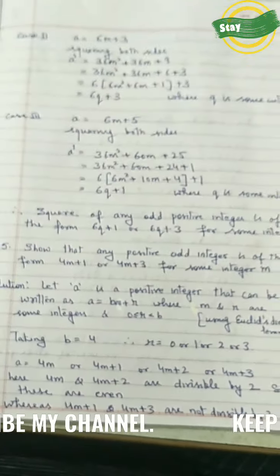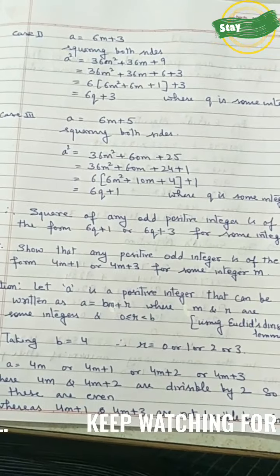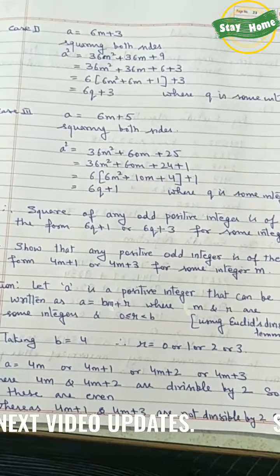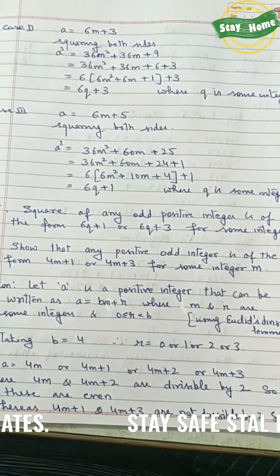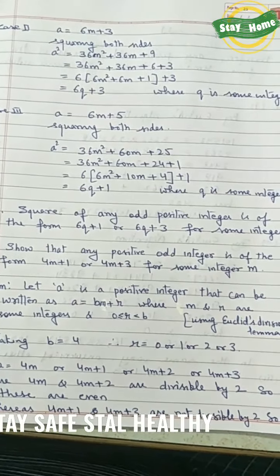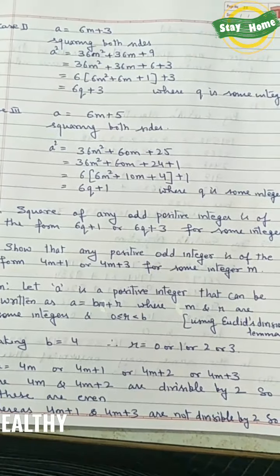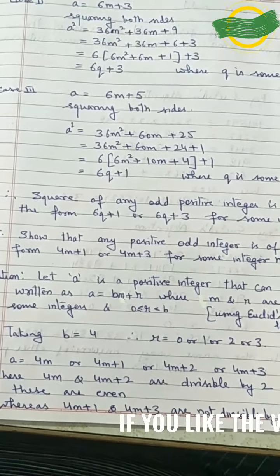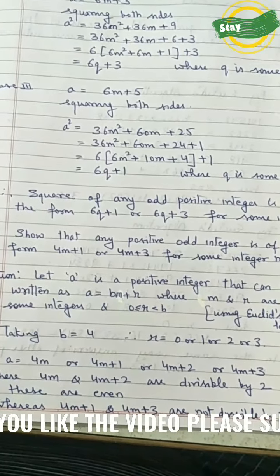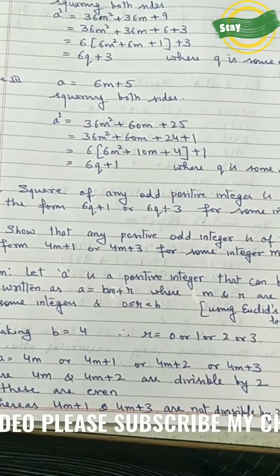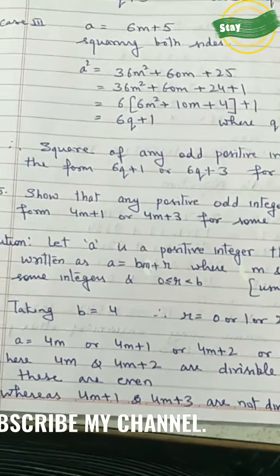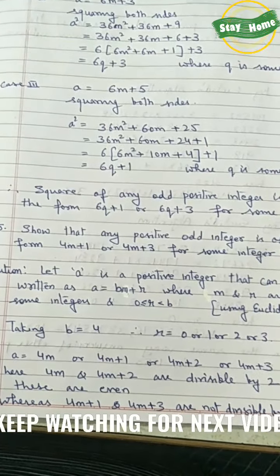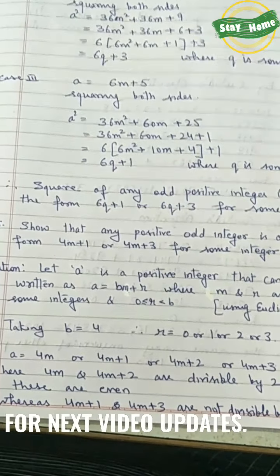Here we are not going to do squaring or cubing on both sides, so we will take m in the beginning only. So we will take a equal to bm plus r, where m and r are some integers and r is greater than or equal to 0 and less than b, in the same way using Euclid division lemma. Now taking b equal to 4, what can be the possible remainders? 0, 1, 2 or 3, right? So what can a be? If we take remainder 0, a can be 4m. If we take remainder 1, it can be 4m plus 1.